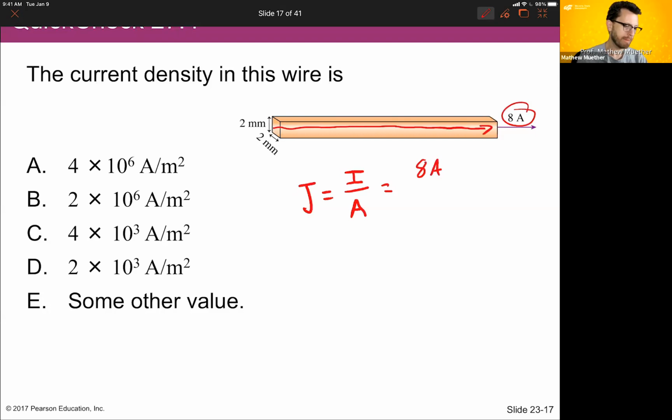Okay. What's the current density going to be? Well, I have to divide that by the cross-sectional area, which is 2 times 10 to the minus 3 times 2 times 10 to the minus 3. So this is like 8 divided by 4 times 10 to the minus 6. So this has to be like 2 times 10 to the 6th amps per square meter.